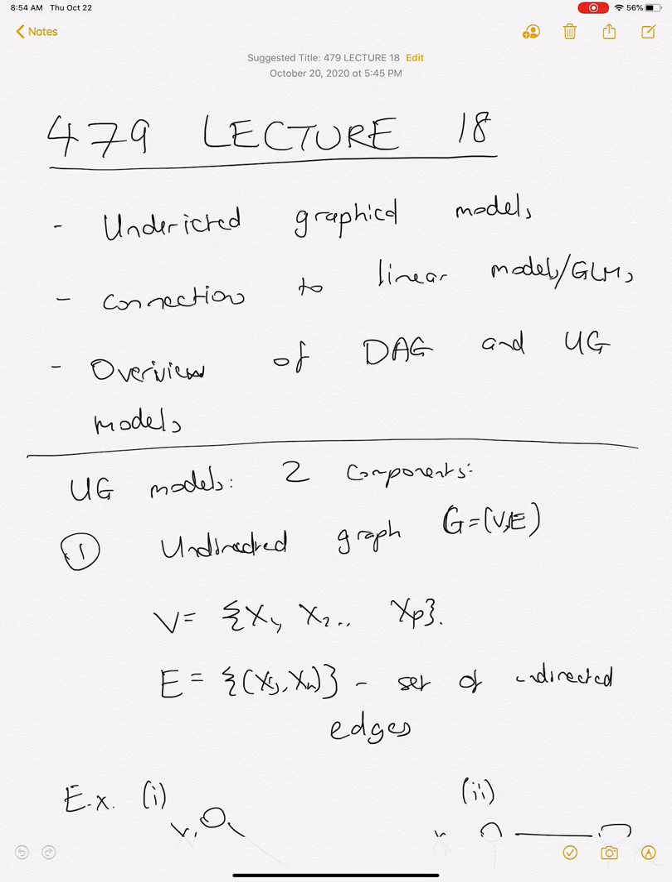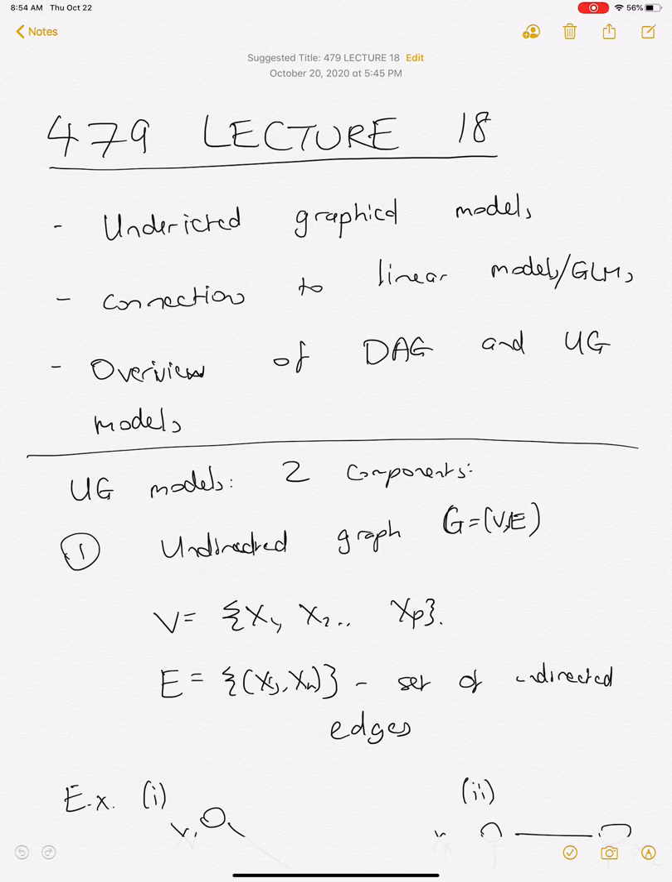What we learned in the first 2 or 3 modules is going to come in very useful for this part. We're going to see a nice connection between undirected graphical models and linear models or GLMs. Then I'm going to finish with an overview of DAG models and undirected graphical models, and then we're going to move on to the next bit, which is where you actually do some estimation and statistical inference with these models.